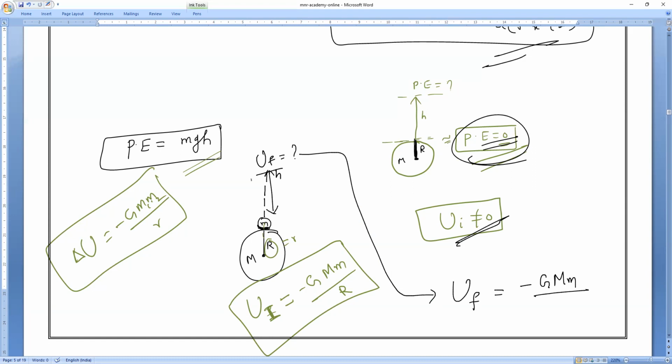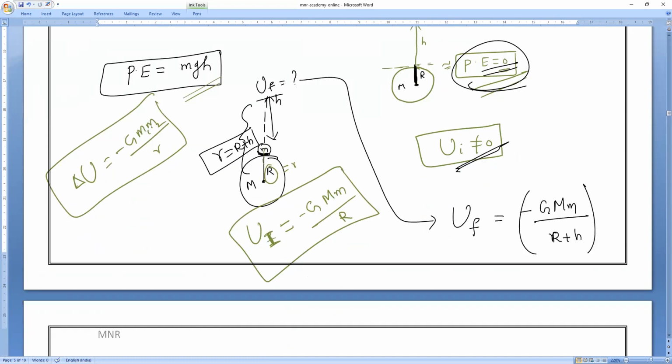Now what is the total distance? Total R. R is equal to what, everybody? R plus h. Am I right or wrong? R is equal to what, everybody? R plus h. So this is the final potential energy. Anybody having any problem? You can ask me.